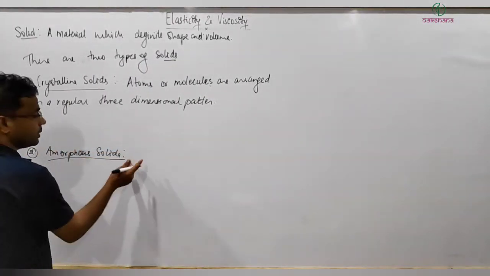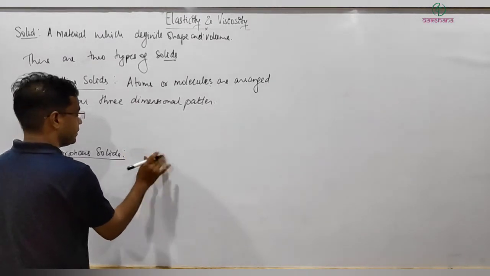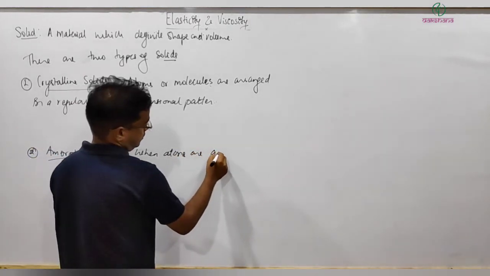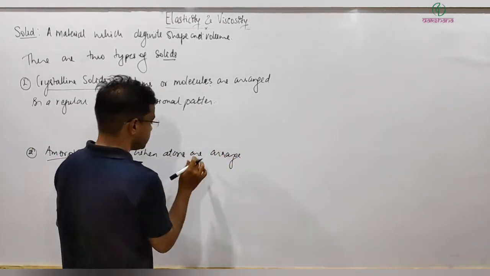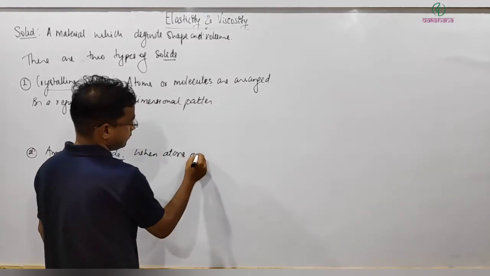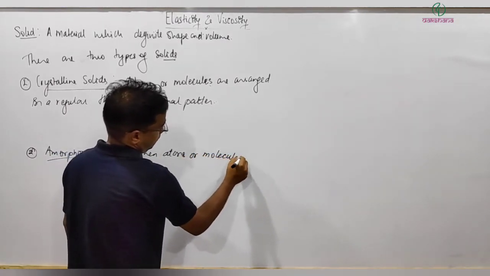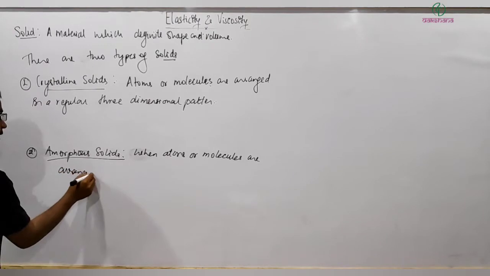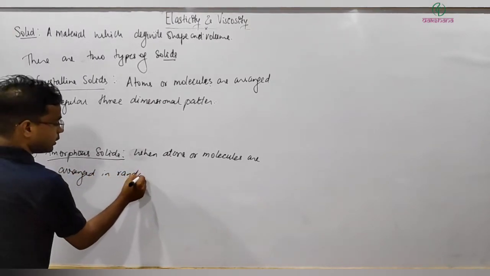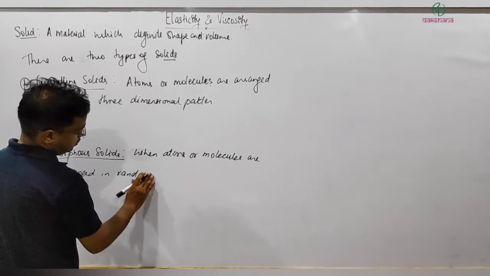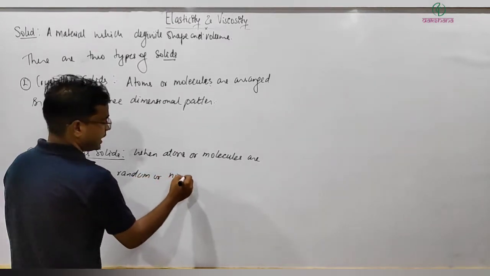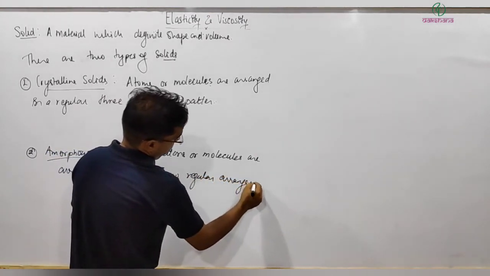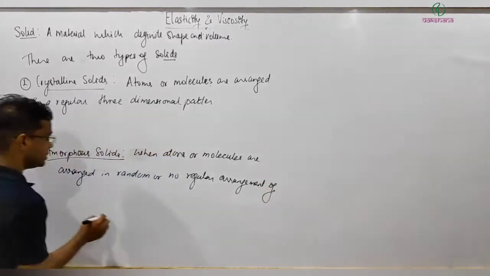And amorphous, like when atoms or molecules basically are arranged, you can write either arranged in random or no order, or no regular arrangement of atoms and molecules.